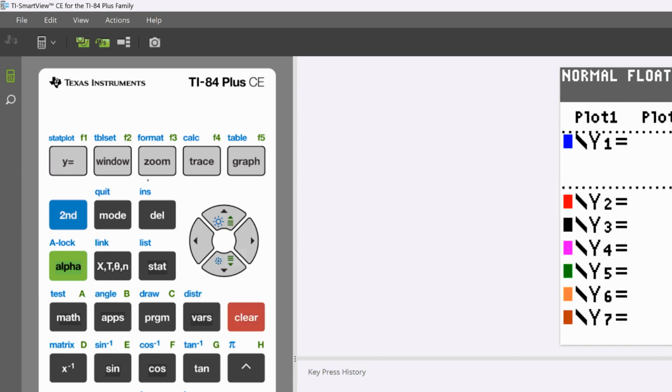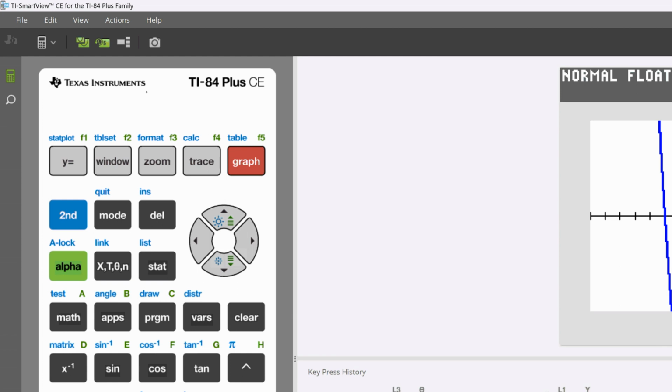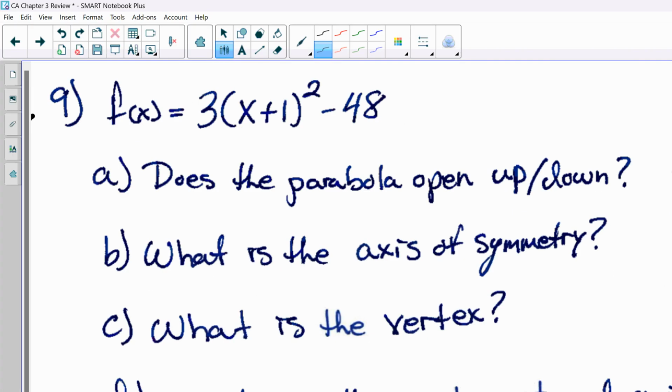Or what we could do, 3 times x plus 1 squared minus 48. Okay, we see it opens up. Yes. Now the axis of symmetry is given to us by the equation x is equal to h based off of the vertex, which is our h comma k. And where do we get h and k from? From the equation itself.